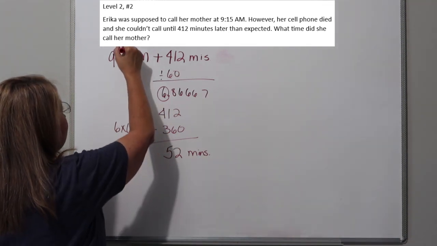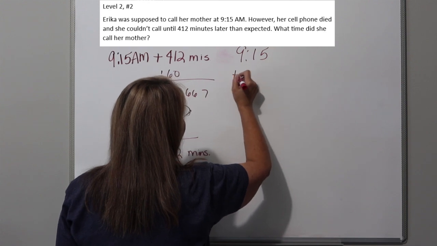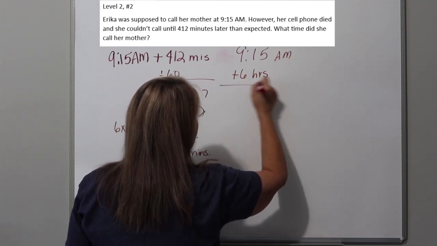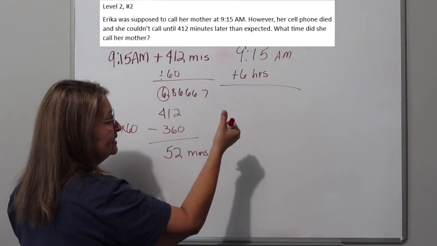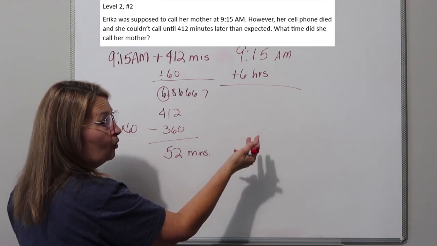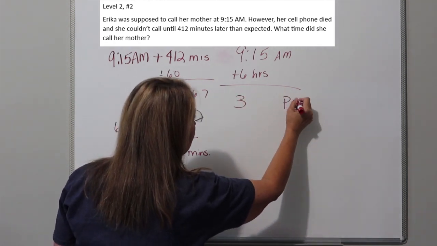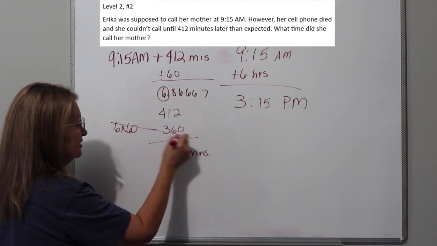Okay, so from 9:15, when we add those 6 hours, now remember this is AM. So what happens when you go from 9:15, 6 hours later? 9, 10, 11, 12, 1, 2, 3. Now you're at 3:15 p.m. So that takes care of the 6 hours.